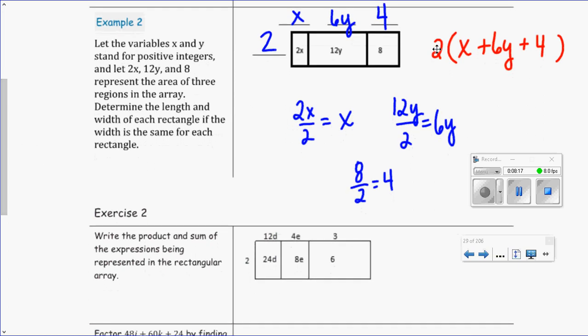Okay, for exercise 2, the answers are all there. I want you to try to write it as the product of 2 factors. So see how we had all these numbers and we came up with this? Take all these numbers and see if you can come up with it down here.